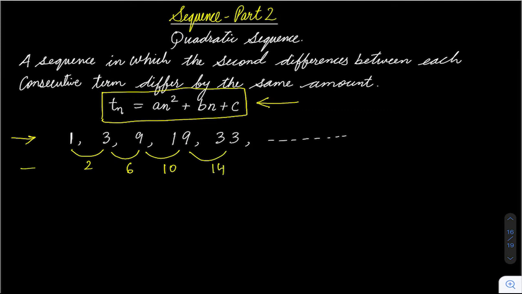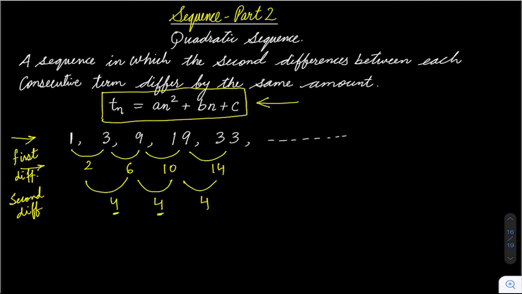Now this is known as the first difference. Similarly, if we take the second difference, if we again take the difference, the difference between 2 and 6 is 4. The difference between 6 and 10 is 4. The difference between 10 and 14 is 4. Now as you can see, my second difference is the same, that is 4. Hence this is a quadratic sequence.